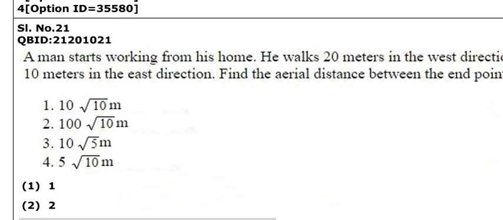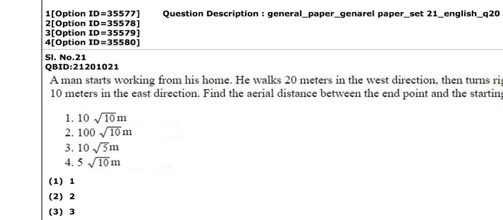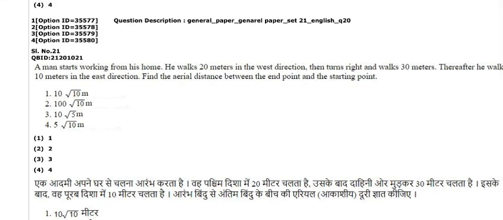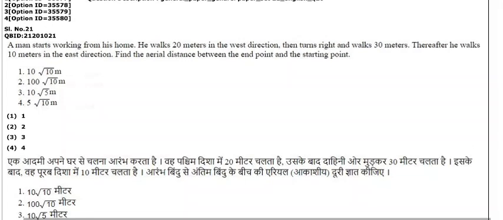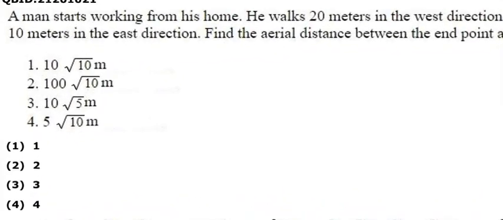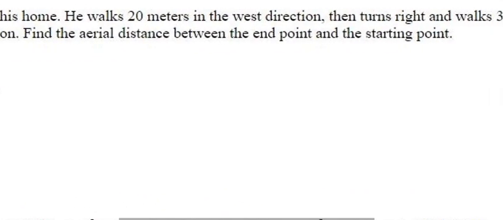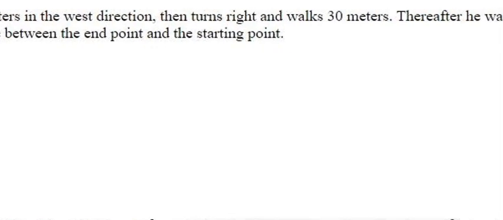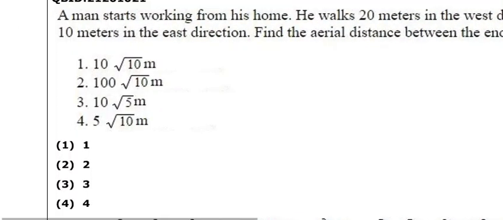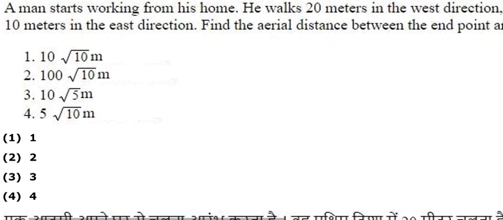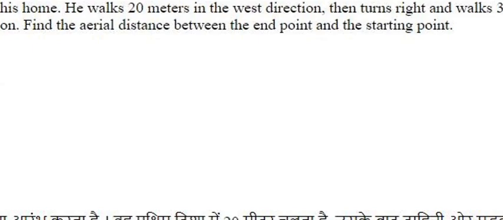Next, 21. It is a numerical ability question. Okay, let me read it. It says, a man starts walking from his home. He walks 20 meters in the west direction, then turns right and walks 30 meters. Thereafter, he walks 10 meters in the east direction. Find the aerial distance between the end point and the starting point.